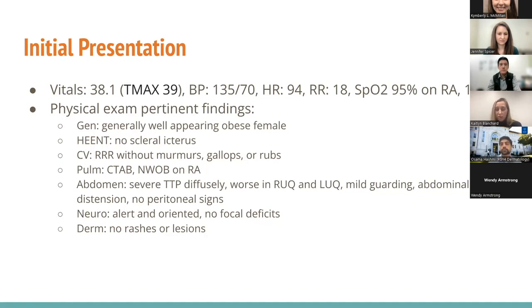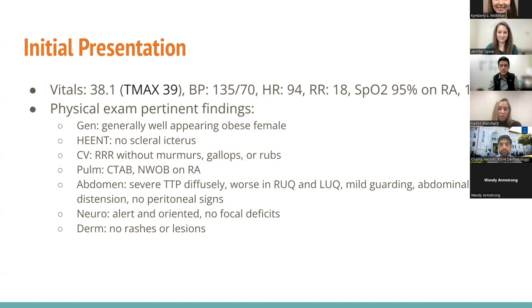In terms of her cardiovascular exam, she had regular rate and rhythm. Lungs were clear to auscultation bilaterally. She had normal work of breathing on room air. Her abdominal exam was definitely the most pertinent in terms of her presentation. She had pretty diffuse tenderness to palpation that was definitely worse in the upper quadrants, right and left bilaterally. Had some mild guarding and some abdominal distension, but no peritoneal signs or anything else.